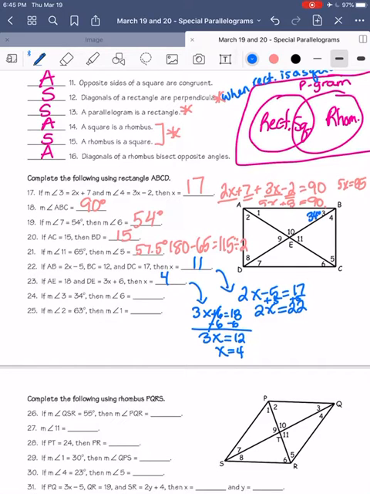Okay, so I don't know about y'all, but I can see this alternate interior thing that we've talked about. Remember the Z? So if 34 is there, then 34 goes here. And then if 34 goes there, then 34 goes here. It's because of those isosceles triangles.